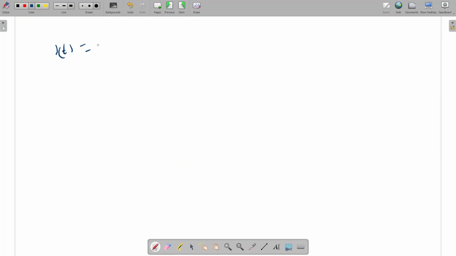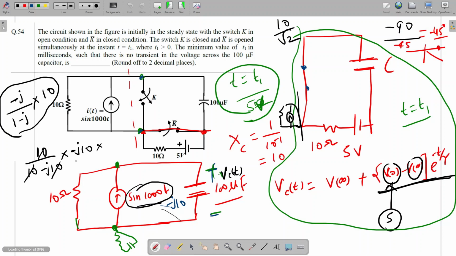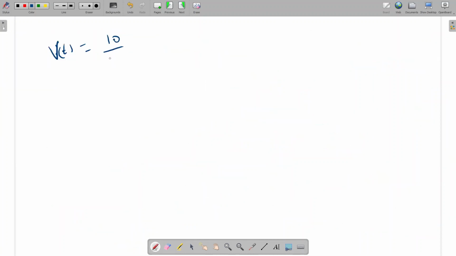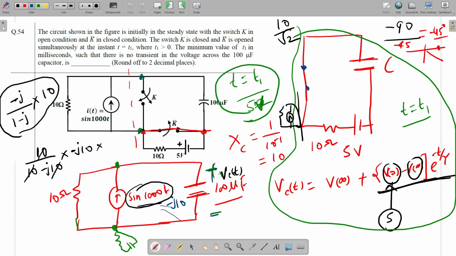V of T is equal to 10 by root 2 sine of (1000 T minus 45 degrees), which you can write as pi by 4. Okay, so this value should be equal to 5 volt. See, they are asking what is the value of T1. T1 means the initial condition. So at that T1, the capacitor voltage should be 5 volt. If it reaches 5 volt, then we close the switch, which means the initial voltage will be 5 volt and the final voltage will also be 5 volt. So the transient will be 0.